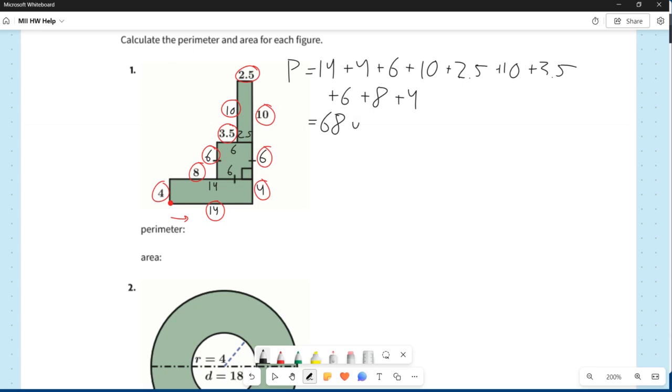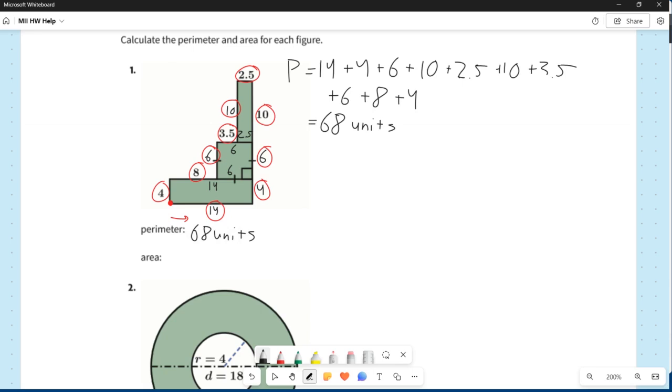So we'll just go ahead and say units because this length is 14 units, this length is 3.5 units, and so our perimeter is going to be 68 units. So I'll go ahead and put the answer down here, I guess. So 68 units. There are other ways of getting the perimeter.